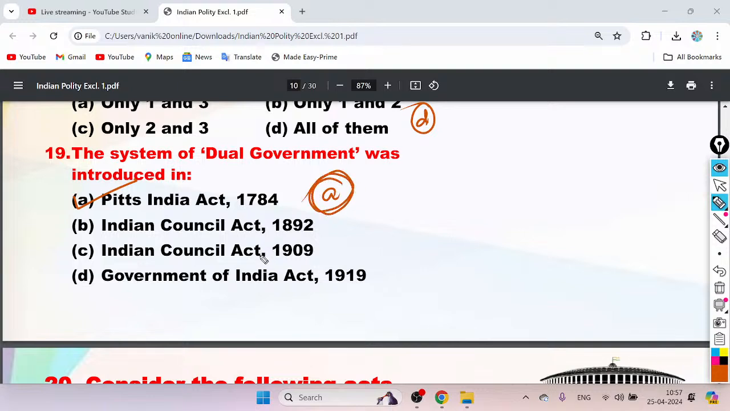Dual government means division in the activities of the British East India Company. It separated the political activities of the company and granted them to the newly constituted board called Board of Control. It consisted of British members. Six members were there. Question number 19, answer A.